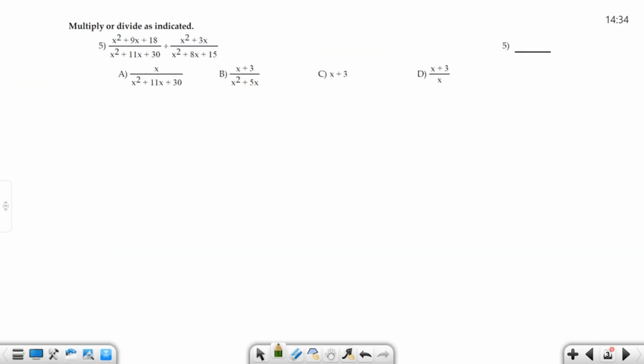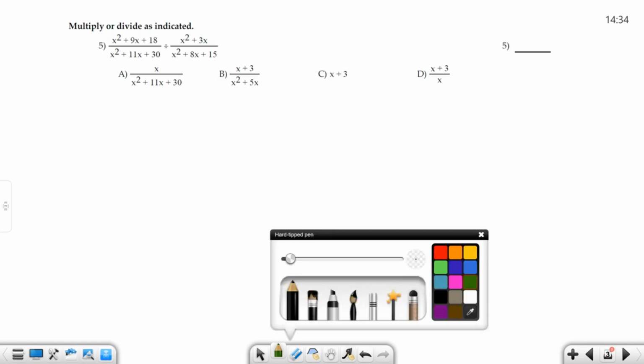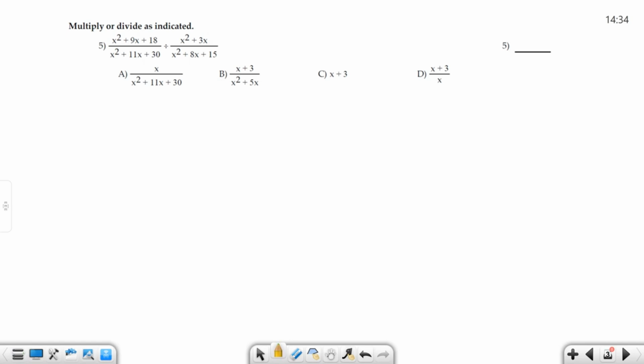Number 5, multiply or divide is indicated. So here we have a fraction divided by another fraction. So that's keep, change, flip, right? Keep, change, and flip. So we're going to keep the first fraction. What are we changing here? We're changing the division to multiplication. So we're going to change it to a dot for times.